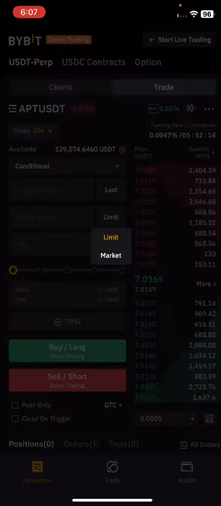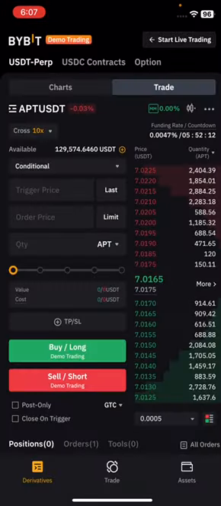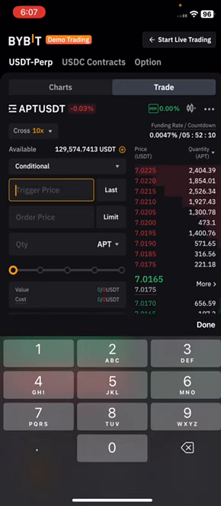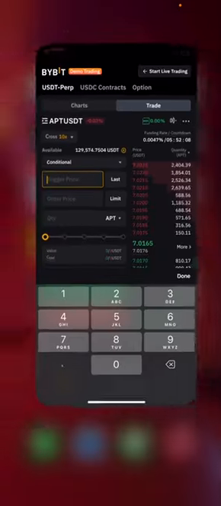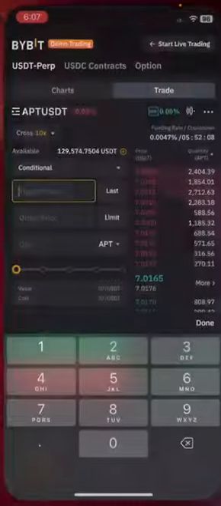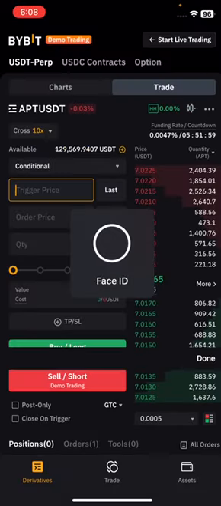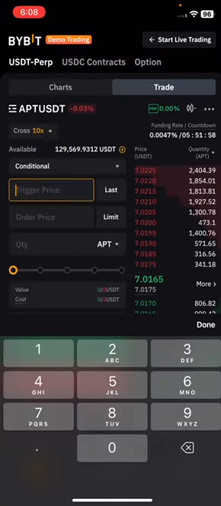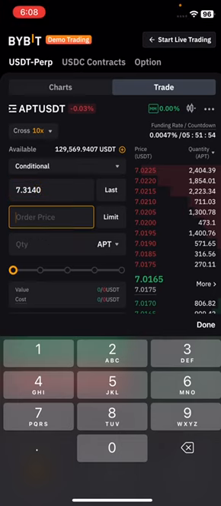As you can see here, it's a limit order, it's not a market order. So you input the entry price. So here you can see that the entry price was 7.3140. So 7.3140. Then here again 7.3140.